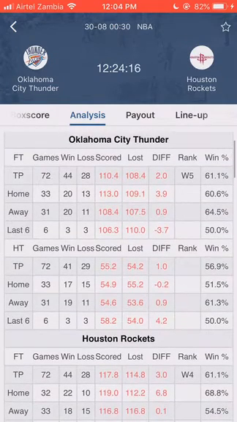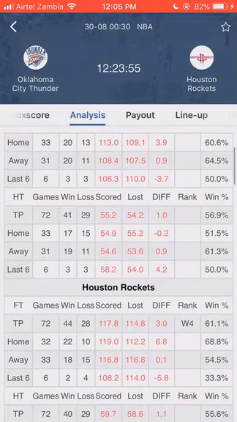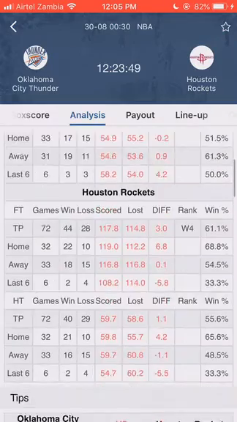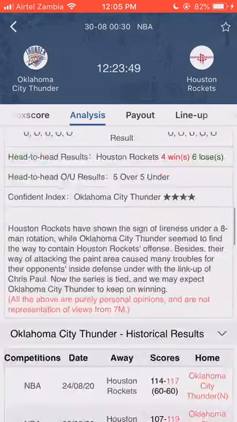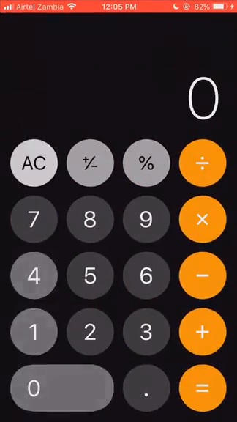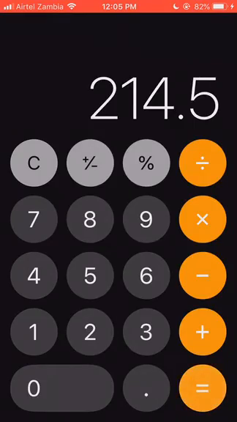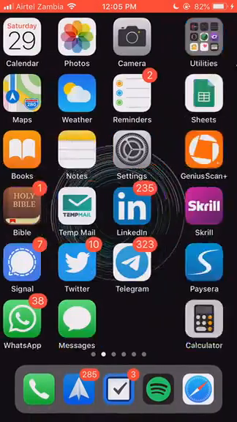Can you see where it says FT? Then it says TP home away last 6. Then there's a tab here where it says FT, if you're going to the right, FT being the furthest to the left: games, win, loss, scored. Okay, so last 6, 106.3, that's City Thunder. And for Houston Rockets, last 6 is 108.2. Okay, that's how I get that average. So that's how you saw the averages that I got here.